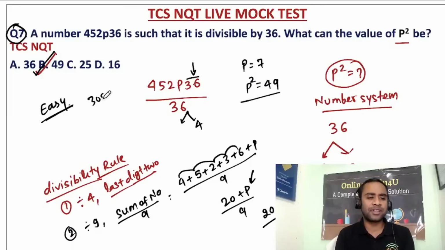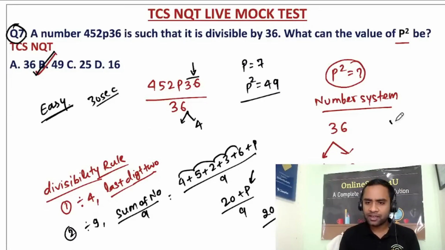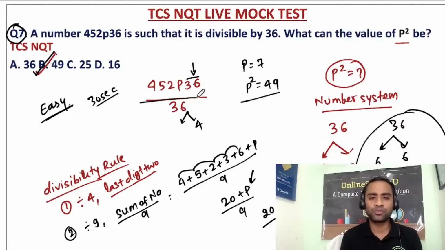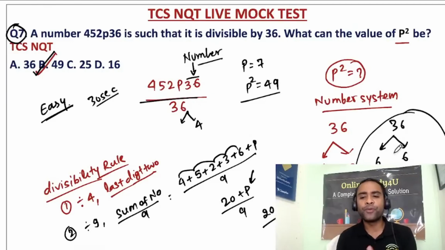For 36, it will be very tough. If you take 6 and 6, then again you'll have to take 2 and 3. So 4 and 9 will be very easy for you to solve any question in number system. That's the reason we don't take any other factor of this, because again we will go into the same loop.